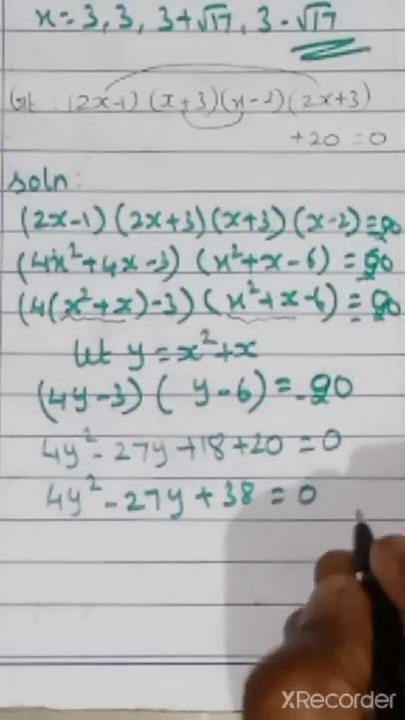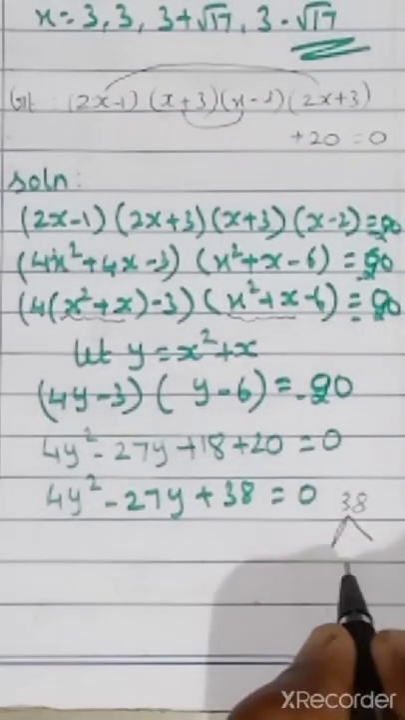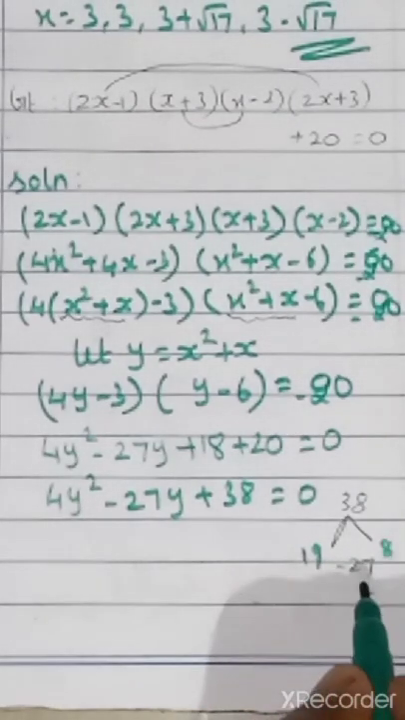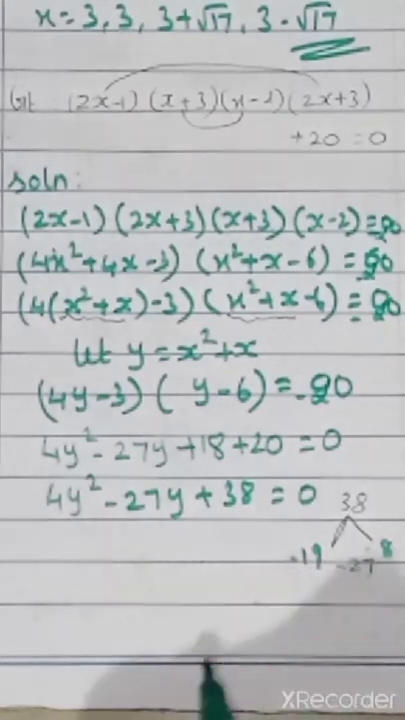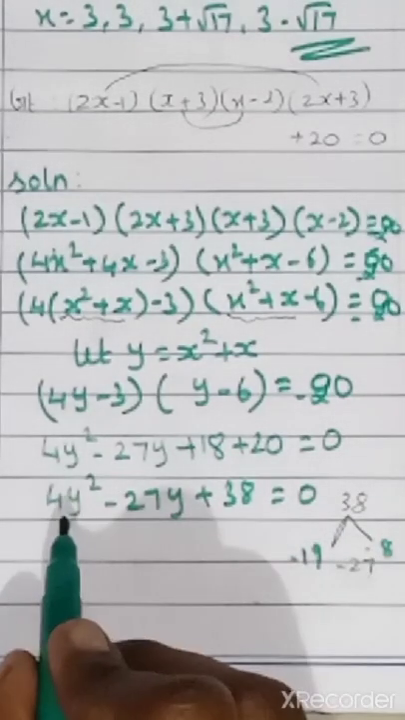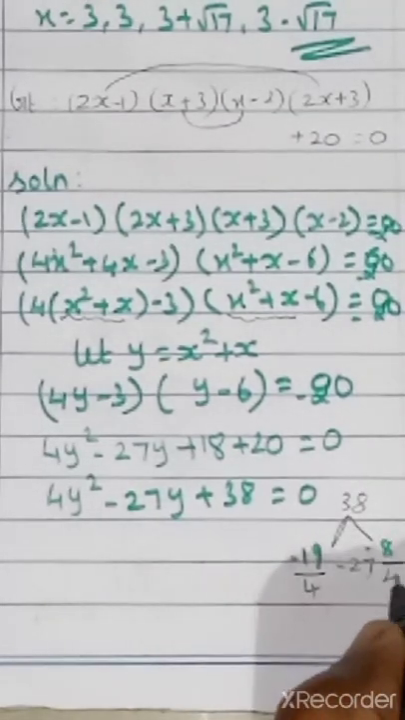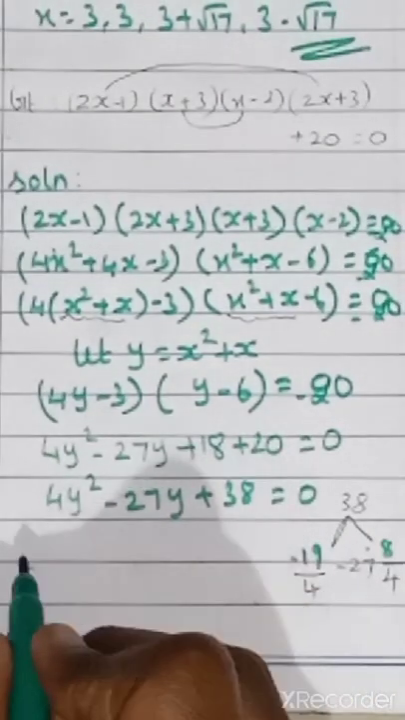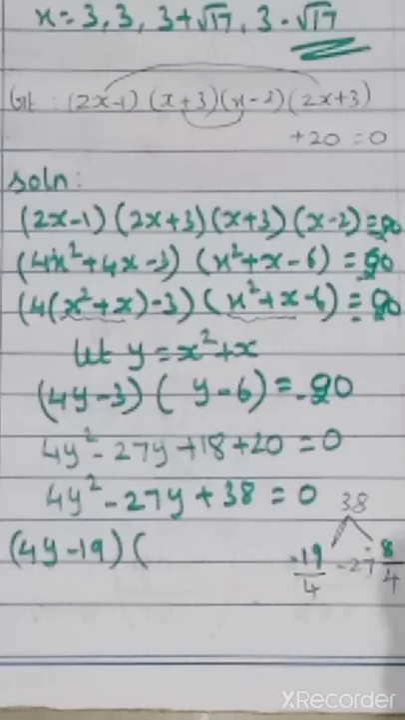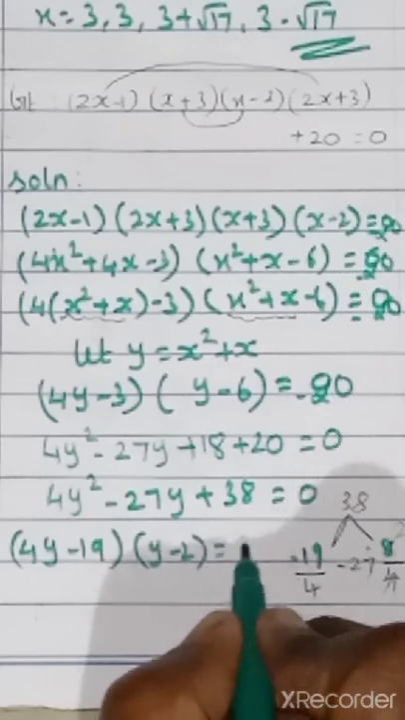Correct? Now we have to do the tree method. So you have to get plus 38 and minus 27. So what are the two numbers? 19 and 8 are the numbers. So minus 19 minus 8 is minus 27, and if you multiply this you will get 38, and after that we have to divide by 4. Correct? So divide by 4. So what answer you will get? 4y minus 19 is one term, and this will be 1 4 is 4, 2 4s are 8, y minus 2 equal to 0.